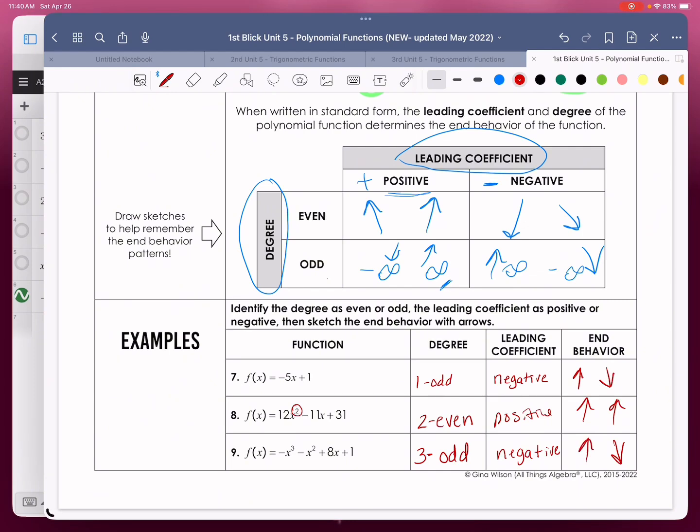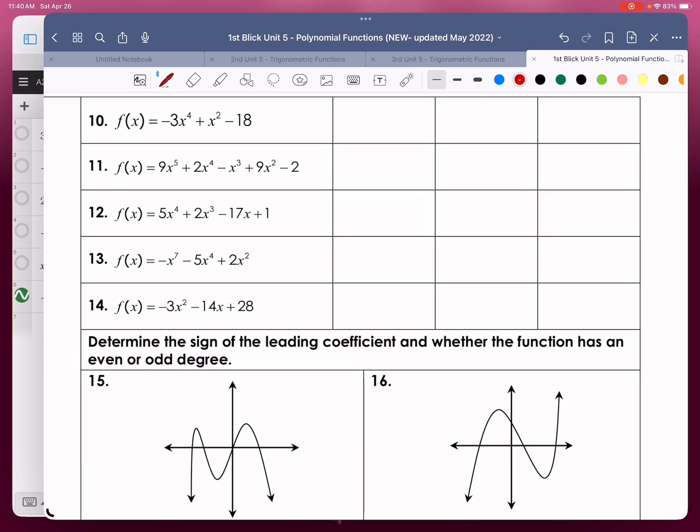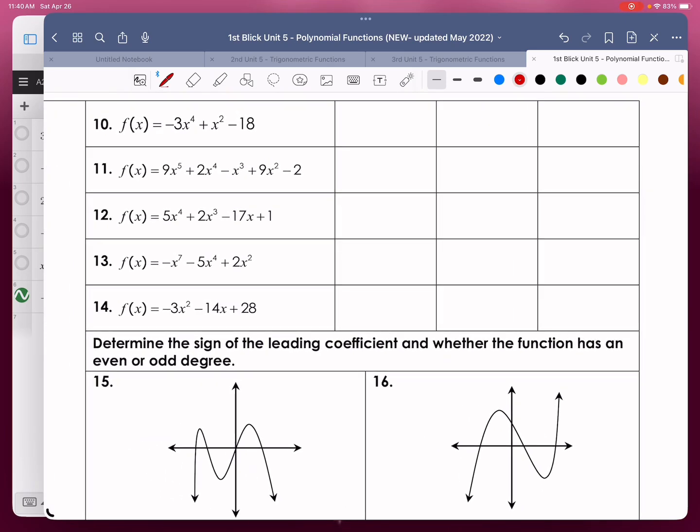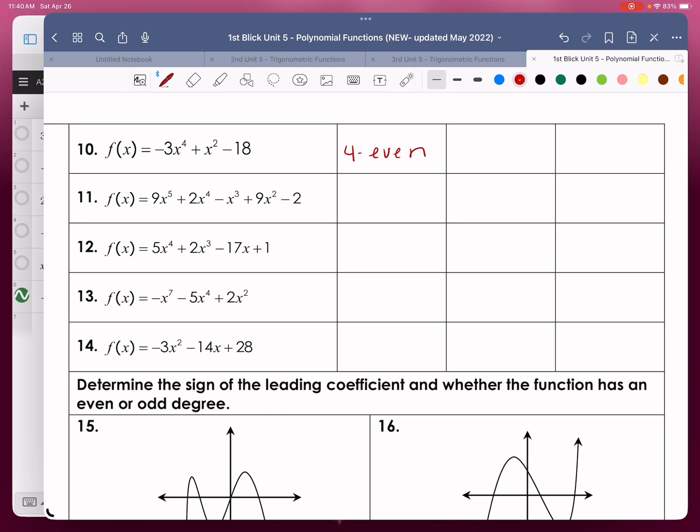Okay? Let's look at a few more. Number 10, first of all, what is your degree? It's 4. That's even. So that means they're going to go the same direction. Your coefficient is negative. So that means they're both going to go down. Both ends go down. All right, on number 11, you've got a 5 for your degree, and that is odd.